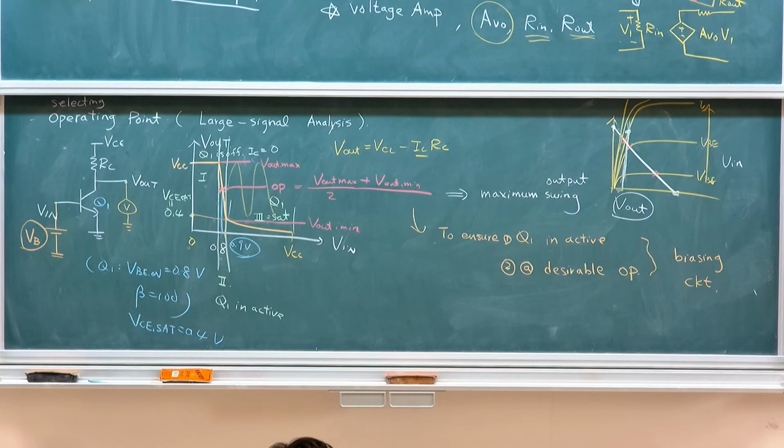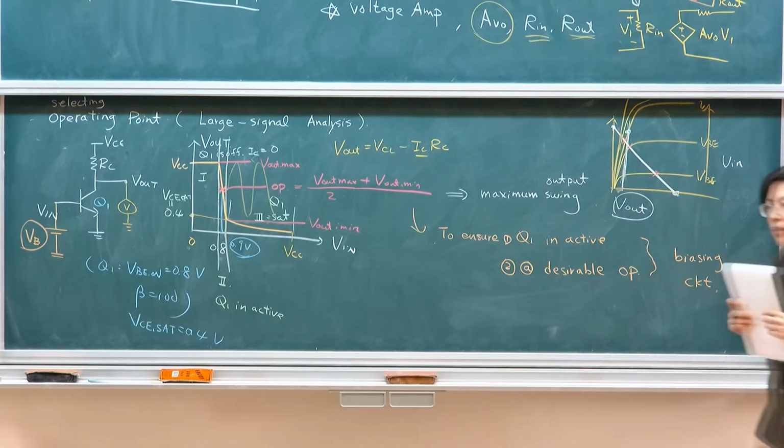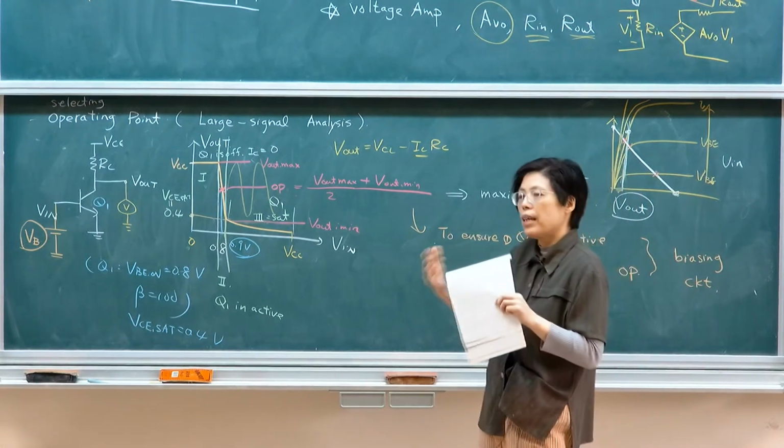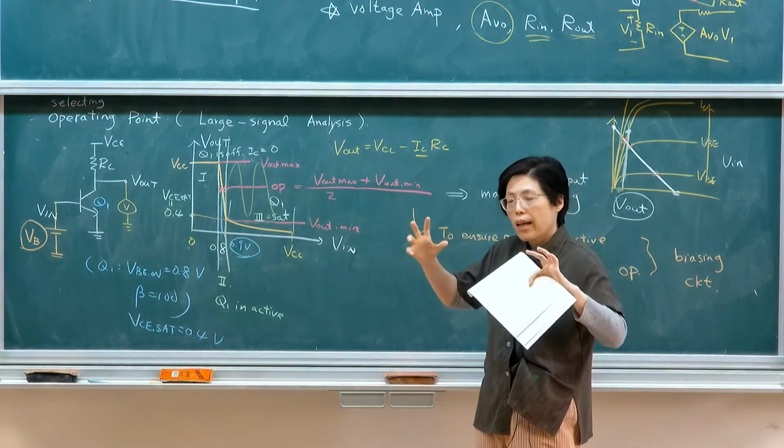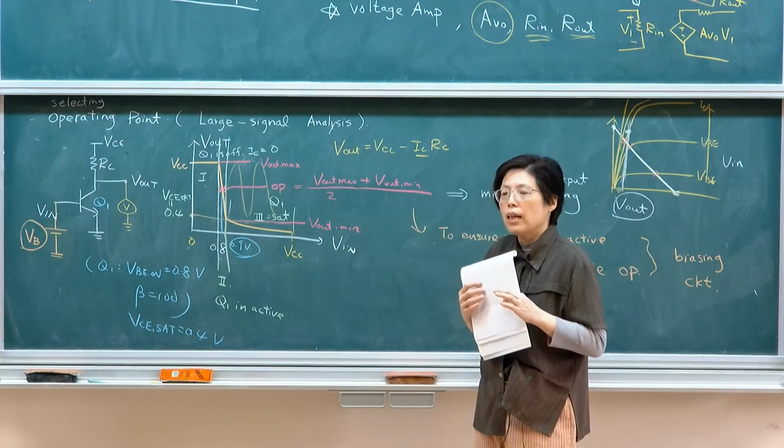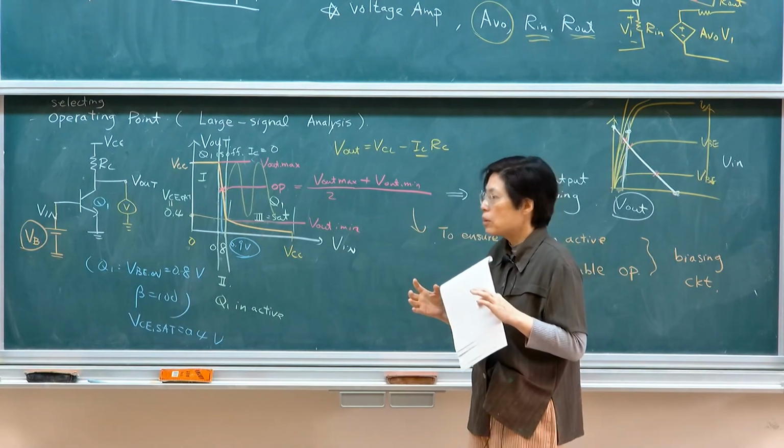Before I start going through various biasing designs, I'm just going to tell you that in an integrated circuit, none of this will be used. If you're using an integrated architecture, the real biasing scheme will typically be introduced.